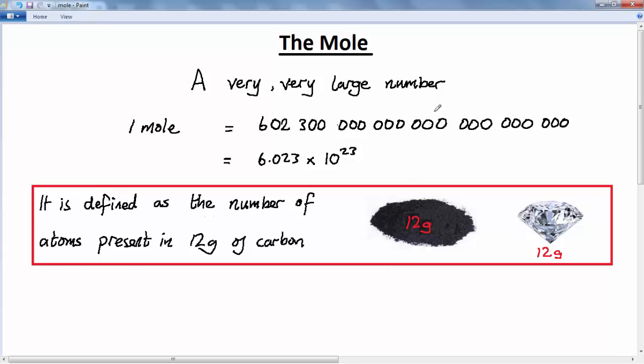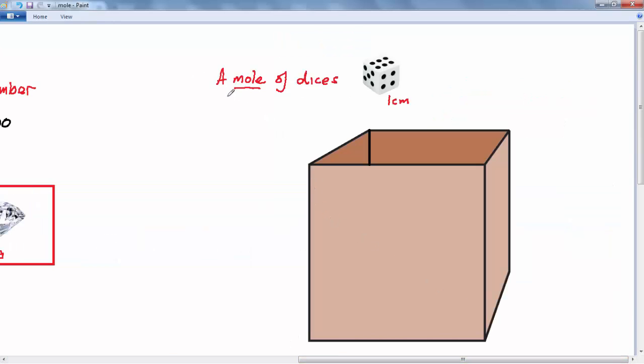Now this number is also known as Avogadro's number, and Avogadro was the Italian scientist who first introduced the concept of the mole. And just to give us an idea of how big this number is, let's suppose that I want to have a mole of dice, and each of these dice is 1 centimeter cubed. Suppose I want to pack these dice in a cardboard box side by side, layer upon layer. How big would that cardboard box have to be?